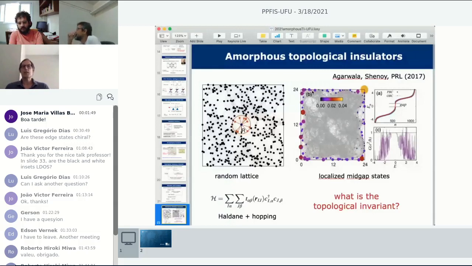And the state is kind of localized, not perfectly localized, but the localization varies. But these large circles stand for a large local density of states. Okay? And that's what happens. So all these states in the gap, they are kind of edge states, if you wish.